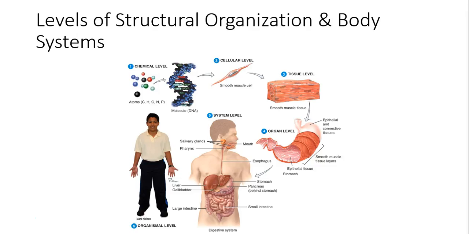We have levels of structural organization in the body, and each level builds on the level below. At each level, interactions occur that give rise to the next level. And so we can see these: chemical, cellular, tissue, organ system, and organism.